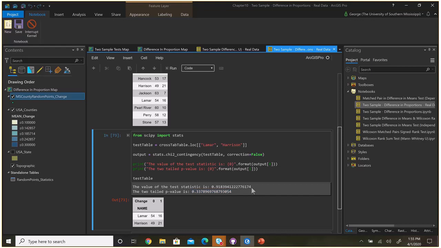This is true with the z-value, but with some of the other test statistics that we're going to see, it's not always going to be a z-value. So that's why this isn't as important going forward as this. The two-tailed p-value there is 0.337. So should we accept or reject the null hypothesis?